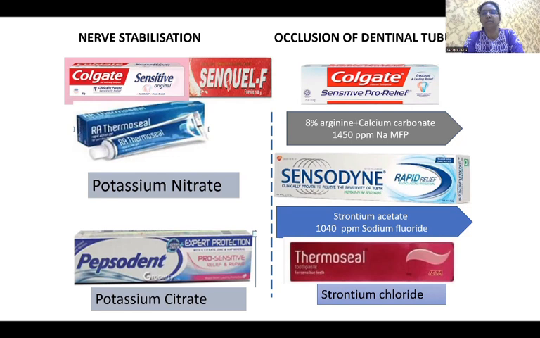Certain commercially available toothpastes are there like Colgate Sensitive Pro Relief, Sensodyne Rapid Relief, and Thermoseal. These will help in the precipitation of the dentinal tubules. Colgate Sensitive Pro Relief contains 8% arginine and calcium carbonate with sodium monofluorophosphate, and Sensodyne contains strontium acetate with sodium fluoride. Thermoseal contains strontium chloride. All these salts help in the precipitation and occlusion of the dentinal tubules, thereby preventing the sensitivity of the teeth.